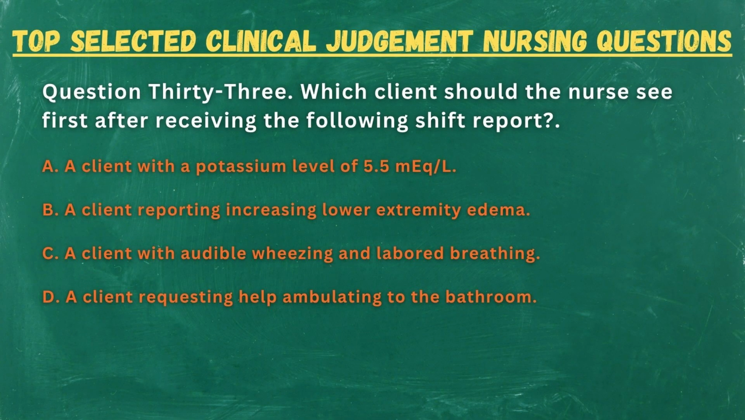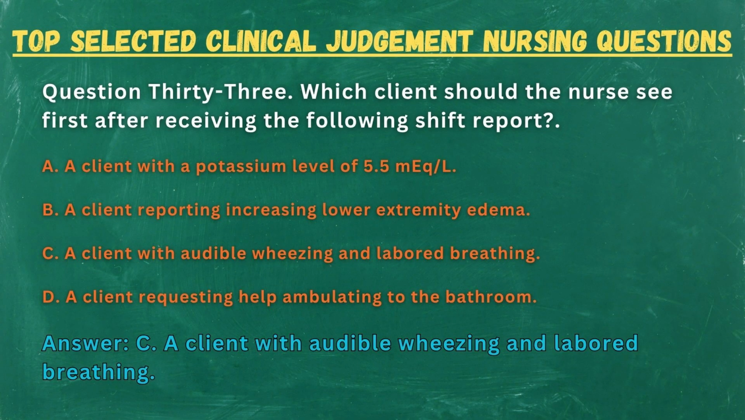Question 33. Which client should the nurse see first after receiving the following shift report? A. A client with a potassium level of 5.5 milliequivalent/L. B. A client reporting increasing lower extremity edema. C. A client with audible wheezing and labored breathing. D. A client requesting help ambulating to the bathroom. Answer: C. A client with audible wheezing and labored breathing.